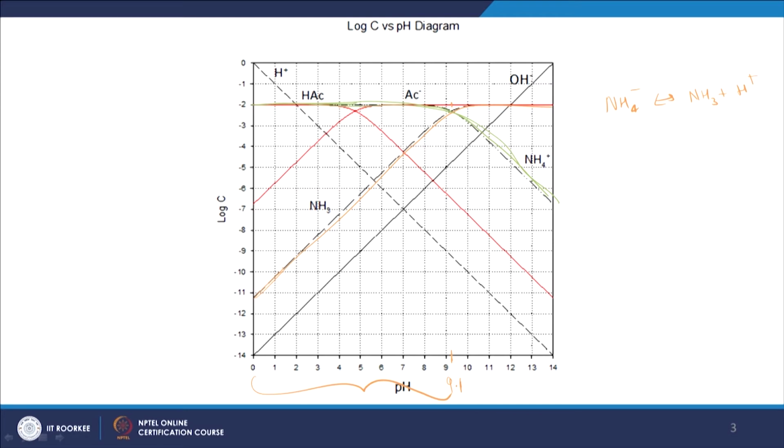So this transformation you see in this zone, and as you keep moving further away from it, you see that NH4 plus is going to decrease much further, and you are going to have an increase in your NH3. So again, we will look at a holistic view here. The logC-pH diagram will give you a summary, a snapshot of what you are looking for.